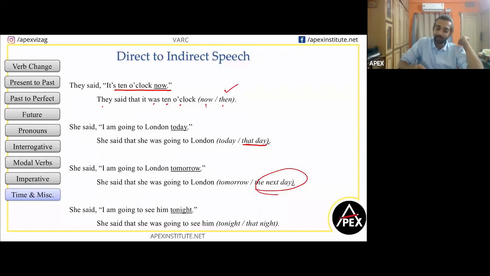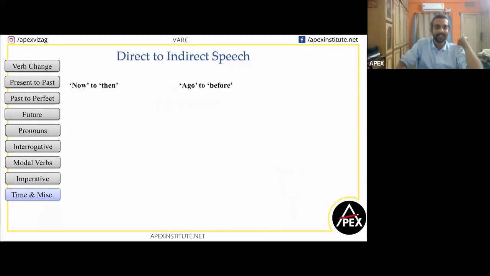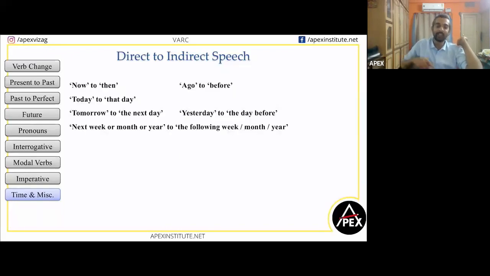Yeah, okay. So she said I'm going to see him tonight. Tonight means that night. Crazy. So these are all the changes.